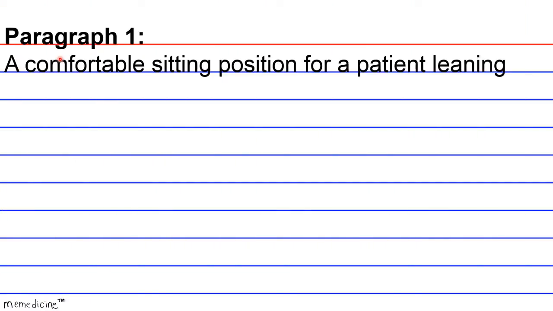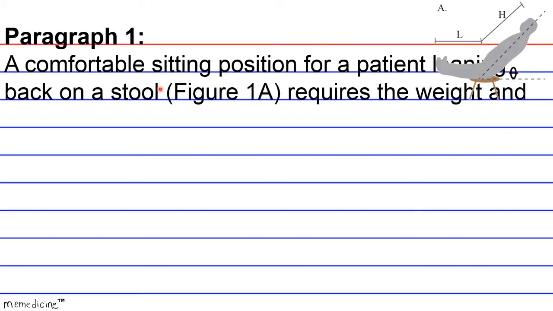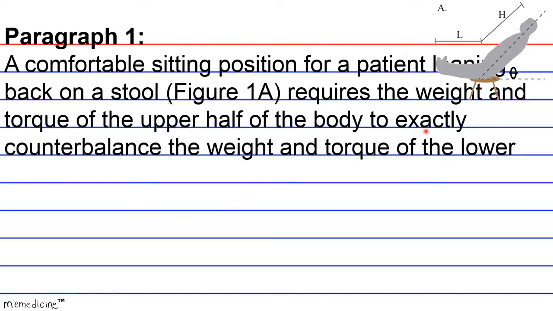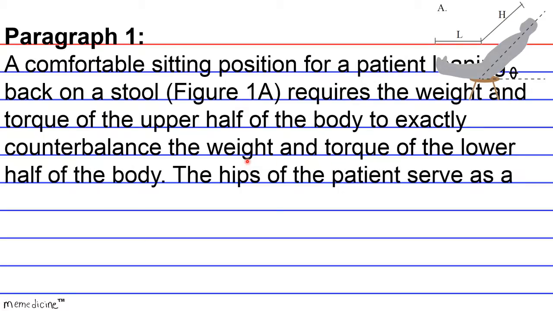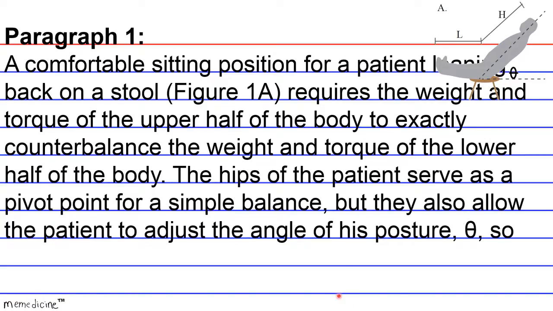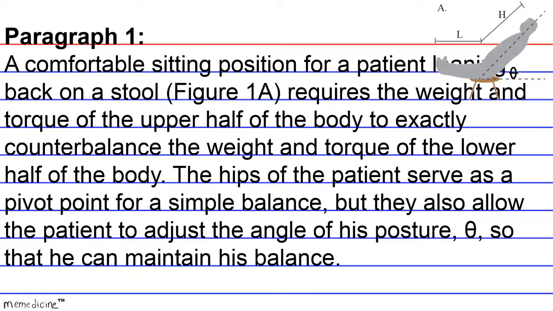Paragraph 1. A comfortable sitting position for a patient leaning back on a stool, figure 1a, requires the weight and torque of the upper half of the body to exactly counterbalance the weight and torque of the lower half of the body. The hips of the patient serve as a pivot point for a simple balance, but they also allow the patient to adjust the angle theta of his posture. So he can lean forward or he can lean back, so that he can maintain his balance.